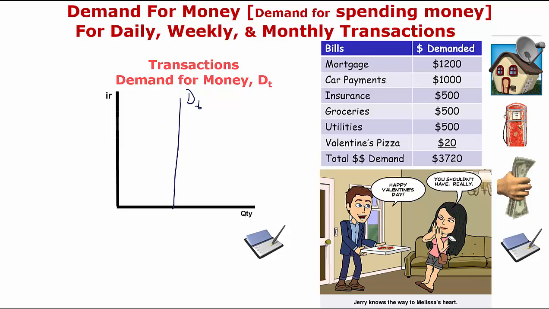Okay? Anyway, I've got this whole list of things that I need money for. So my transaction demand curve for money is around $3,720 a month. And guess what?